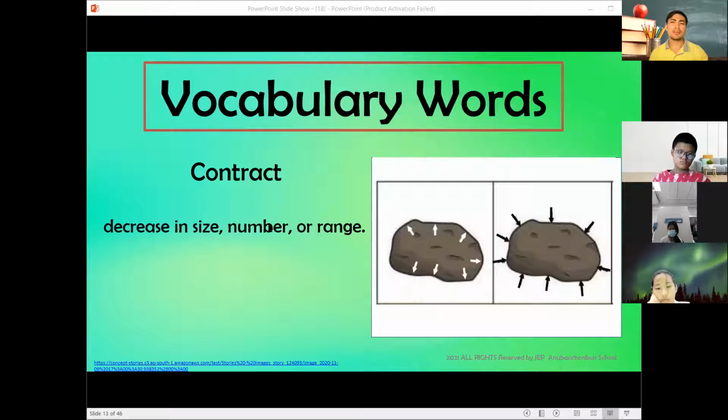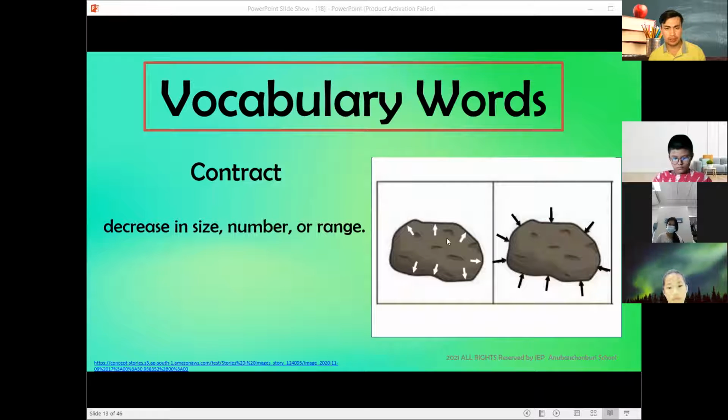Next word here is contract. The meaning of the word contract is to decrease in size. It means it becomes smaller. What is the meaning of contract? It becomes smaller. Decrease in size, number, or range.